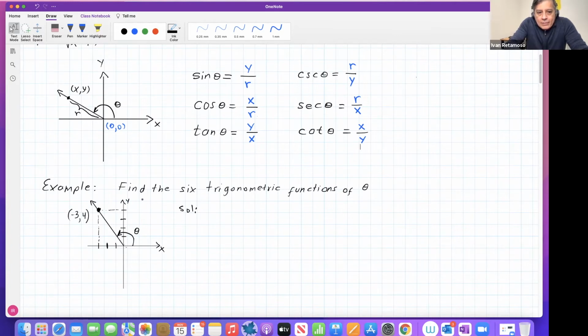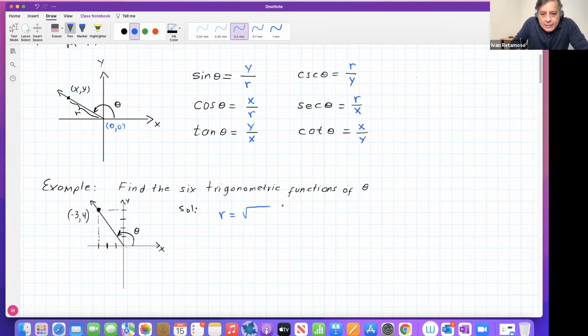The first example says find the 6 trigonometric functions of theta, which is this angle. Its terminal side falls in the second quadrant, and they give you this point on the terminal side, the one having coordinates (-3, 4). Solution. First, we have to compute our r. Remember, r is this distance from the origin to this point.